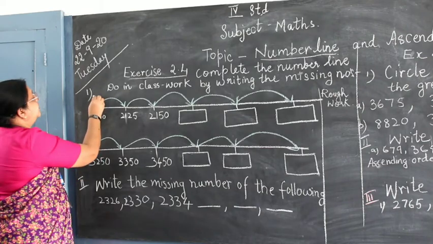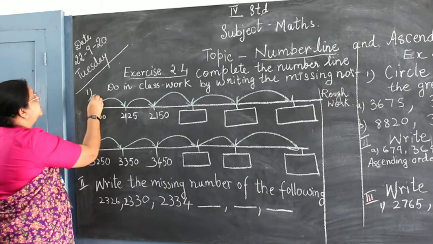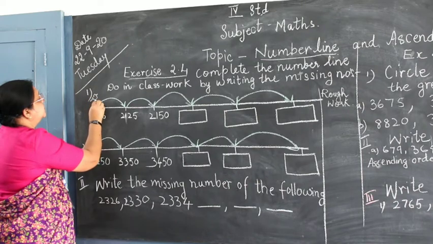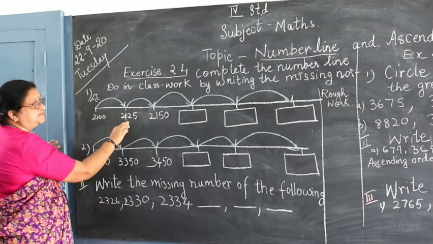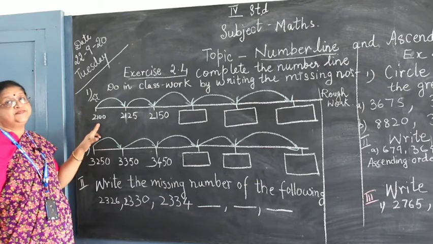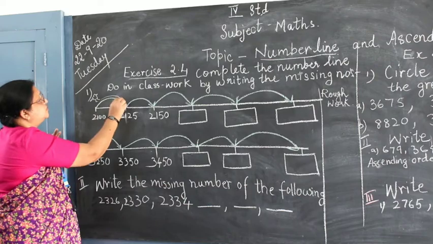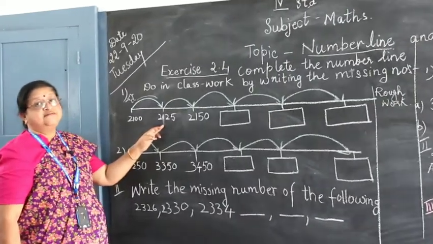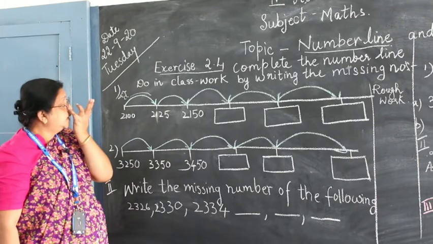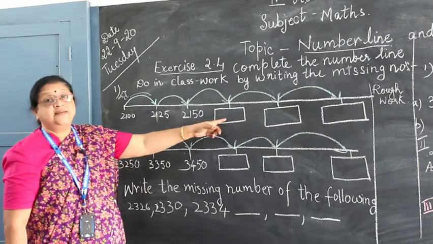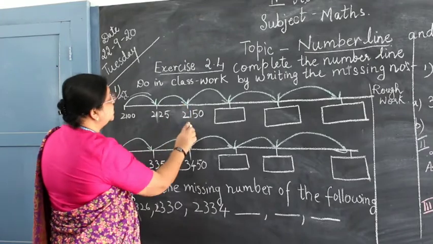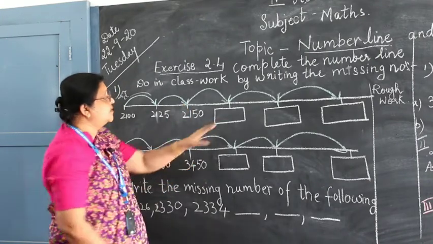Now suppose a deer, or you can say a bird, is here and it is moving from here and jumping to this distance. That means the number given here is what, children? 2100. And it jumps and goes to 2125. Then again it goes to 2150. But you do not know how much it jumped each time. You will be thinking, wow, the bird has reached 2150. Now how much is that next jump?